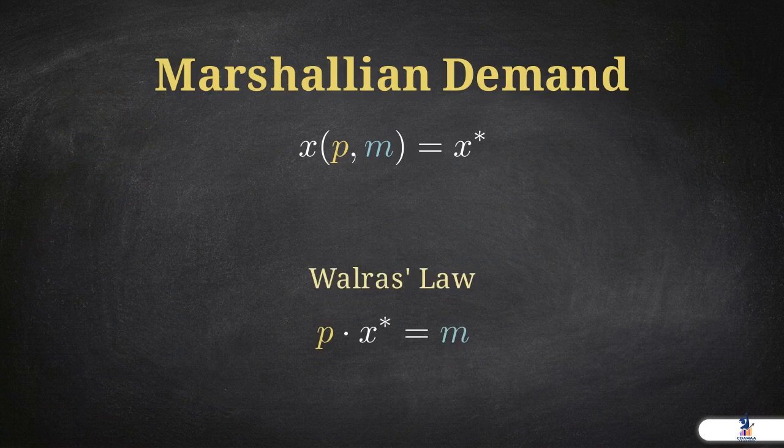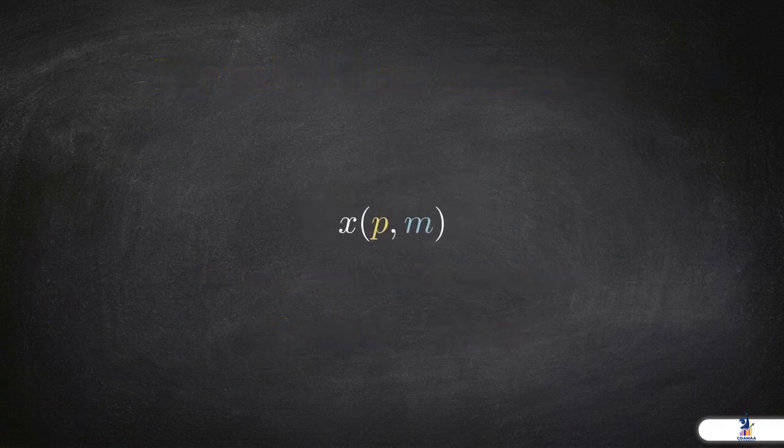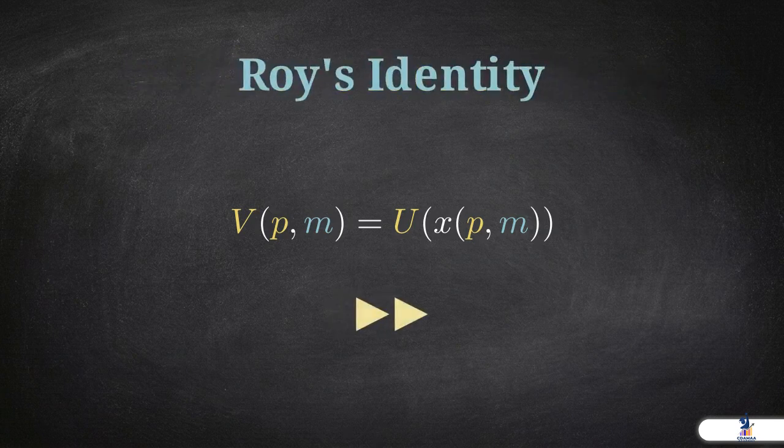Marshallian demand obeys Walras's law, meaning the consumer exhausts their entire budget. It is also homogeneous of degree 0. If you double prices and double income simultaneously, the optimal choice remains exactly the same. If we plug these optimal price-dependent quantities back into the original utility function, we derive the indirect utility function. It tells us the maximum utility achievable at any given set of prices and income.